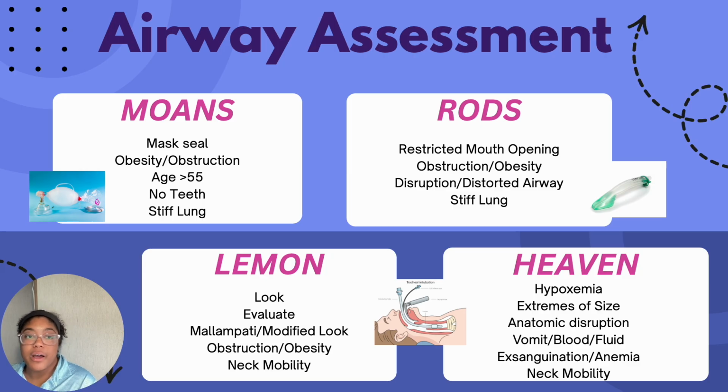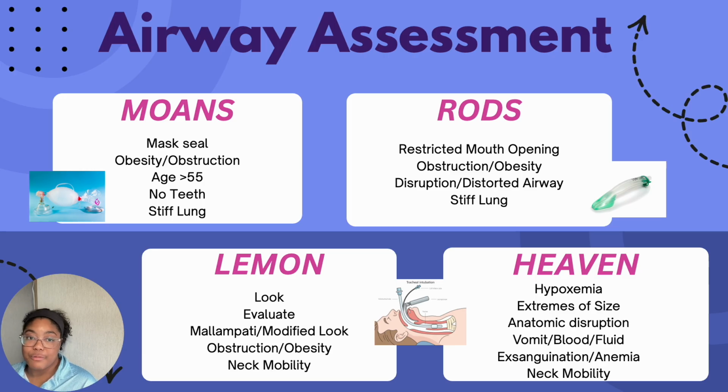So our next mnemonic we're going to talk about is RODS. RODS is going to be used to assess if it might be difficult to place a BIAD or a blind insertion airway device, extraglottic device, supraglottic device, whatever you want to call it. So RODS is going to look at restricted mouth opening. So how wide is the patient's mouth going to be able to open? Are they going to be able to actually accommodate whatever device you plan on inserting?